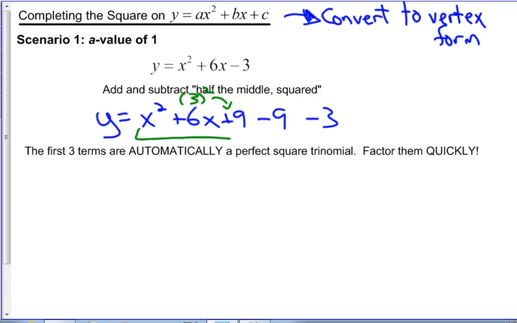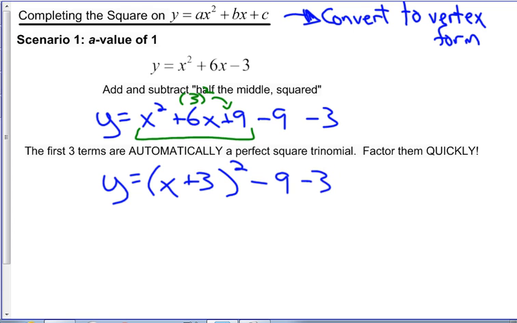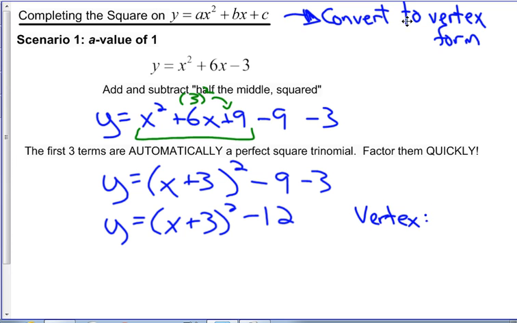The first 3 terms are automatically a perfect square trinomial, so we know how they factor. It's x and then half the middle, so x plus 3 all squared. And that leaves us with minus 9 and minus 3. So we get x plus 3 all squared minus 12, telling us that this has a vertex at -3, -12.